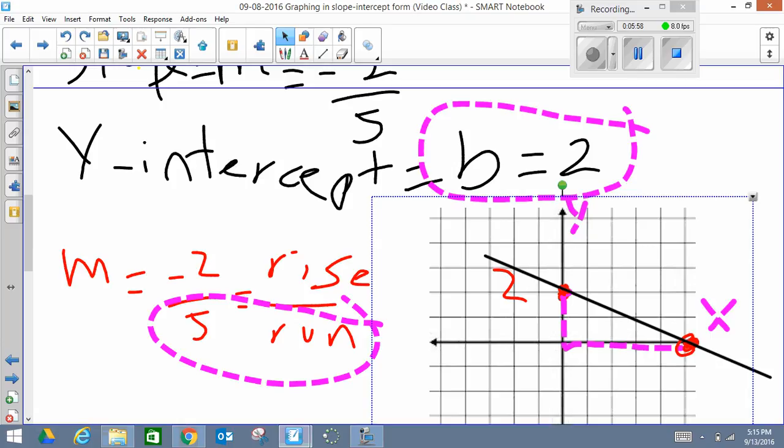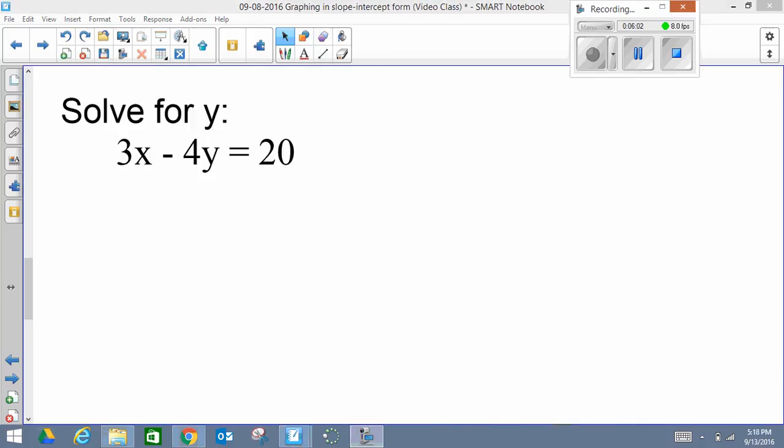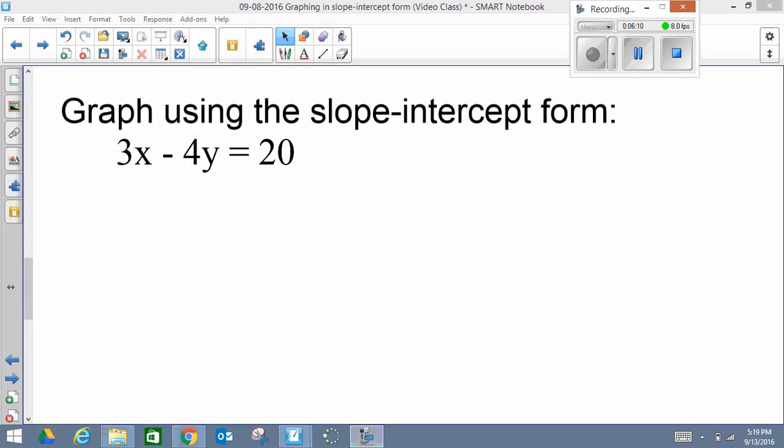Let me do the second example. Okay, so let's work on this second example. Now, I'm graphing in slope-intercept form. Graph using the slope-intercept form. So the first thing that I have to do is solve for y. I need to leave the y by itself.